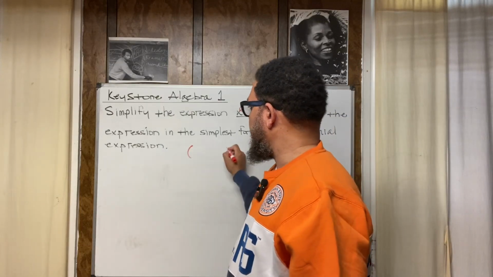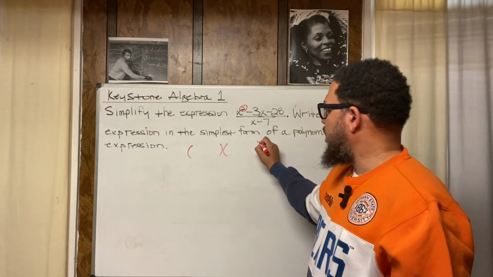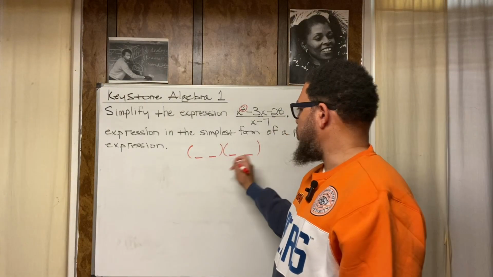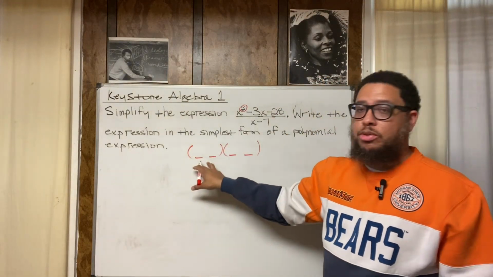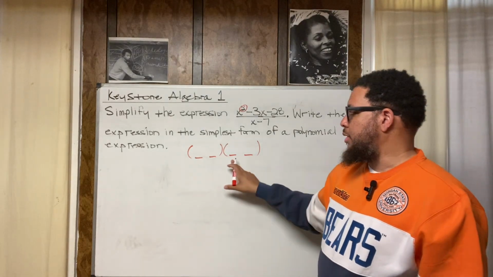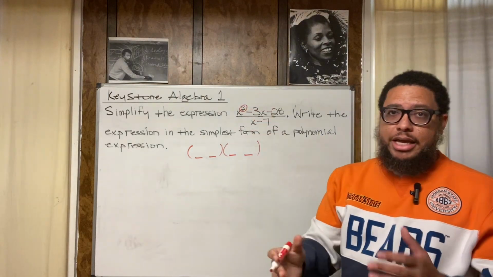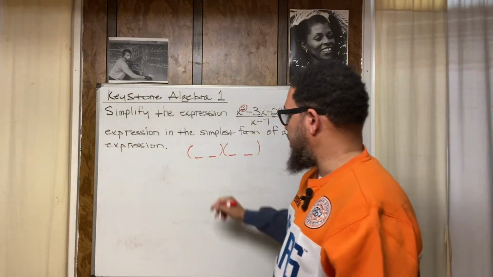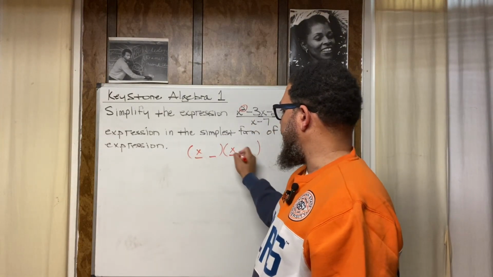You're going to rewrite it with 2 sets of parentheses. 2 binomials is what you're going to have. You're going to create 2 binomials. So you're going to have 2 terms in this binomial, 2 terms in this binomial. All right. Now, what's going to go in the first spaces? You're going to take this x squared and break it down into x times x. So you're going to have an x right here and an x right here.